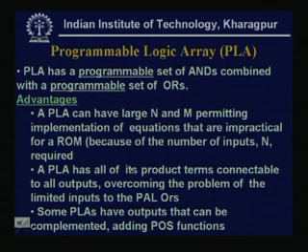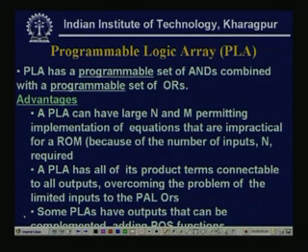Now, what are the advantages? So, PLA can have large N and M, permitting implementation of equations that are impractical for a ROM because of the number of inputs N required. So, here we have seen that a ROM has a fixed AND array. So, we have implemented it by using a decoder, and a large decoder means it will take a large area, it will be impractical.